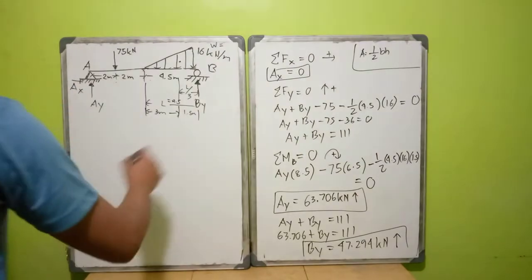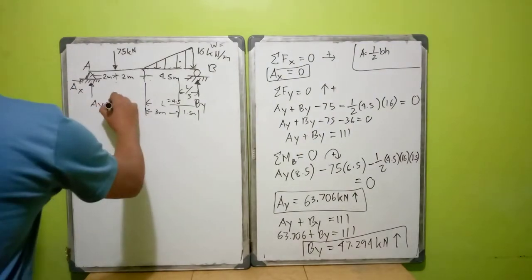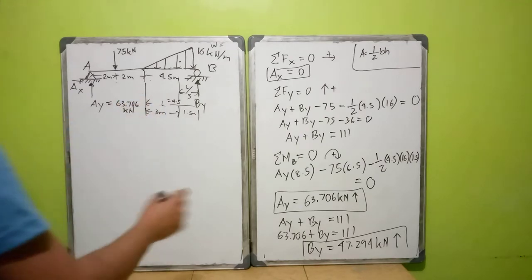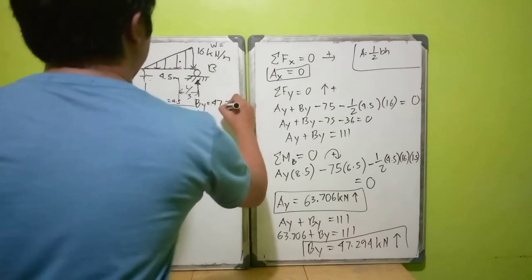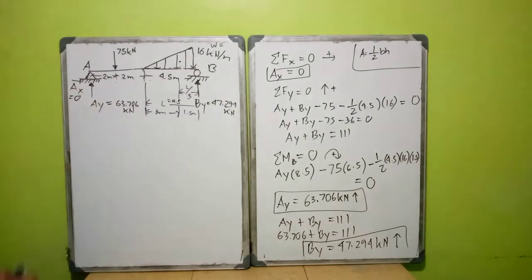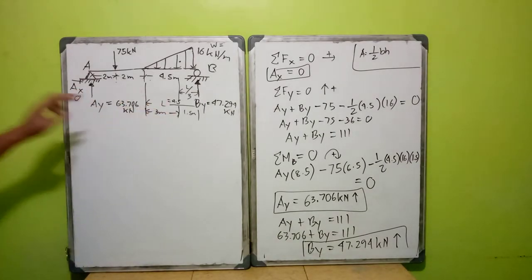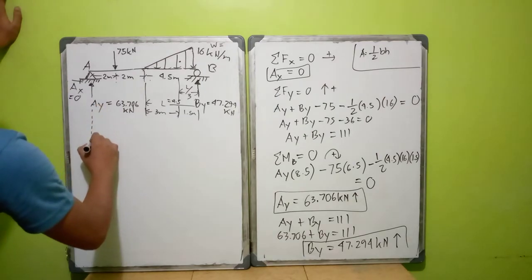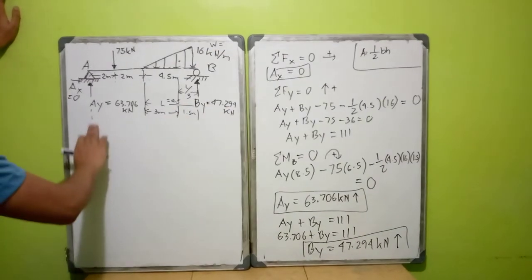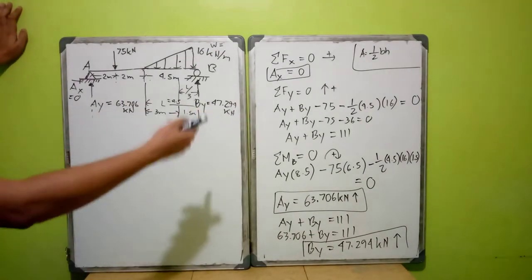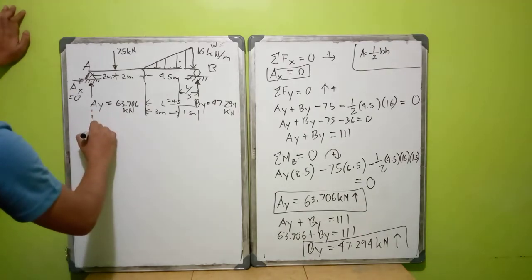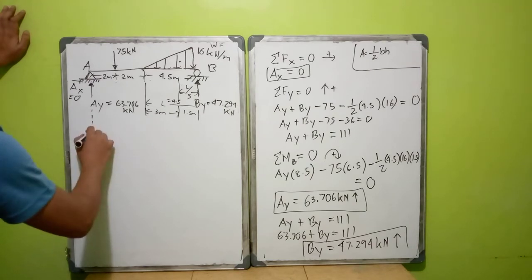So your AY here is 63.706 kilonewton and your BY is 47.294 kilonewton. And AX is 0. Now, since we have the reactions, we can already construct our shear and moment diagrams. Later on, I will erase this one. Please take your time looking at this. And then we will construct the shear and moment equations so that we can draw your shear and moment diagram.